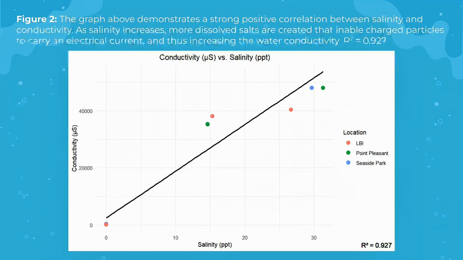Here's the first graph we created using R and RStudio. It's a graph of the relationship between the conductivity and salinity values we collected, and with the R-squared value of 0.927, there is a strong positive correlation between salinity and conductivity. As salinity increases, the concentration of dissolved salts rises, enabling charged particles to conduct electrical current and thereby increasing water conductivity.